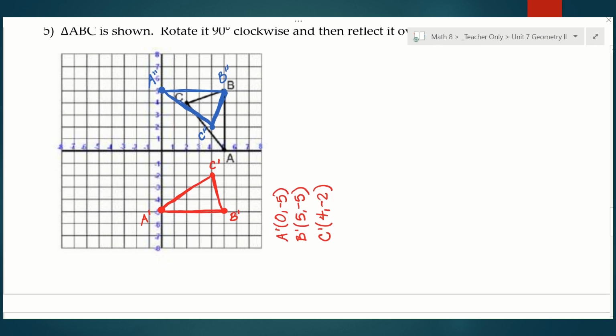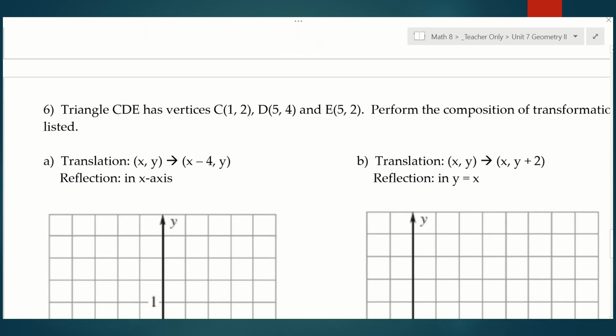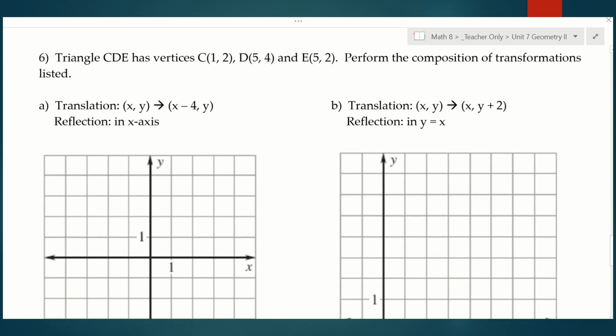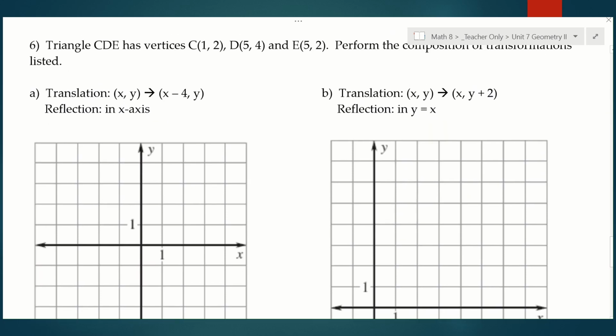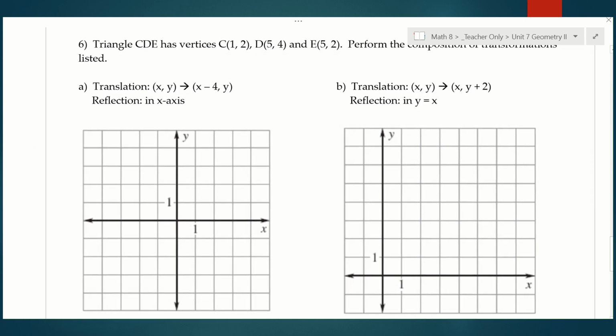Okay, one more page, number 6. This says, triangle CDE has vertices as follows. Perform the composition of transformations listed. It looks like we are dealing with the same original triangle, but we're doing all different transformations to it. So why don't we right away, make this a little smaller, let's plot our original triangle.